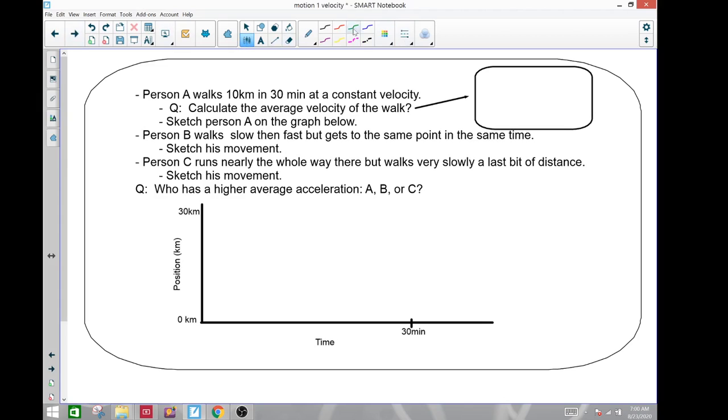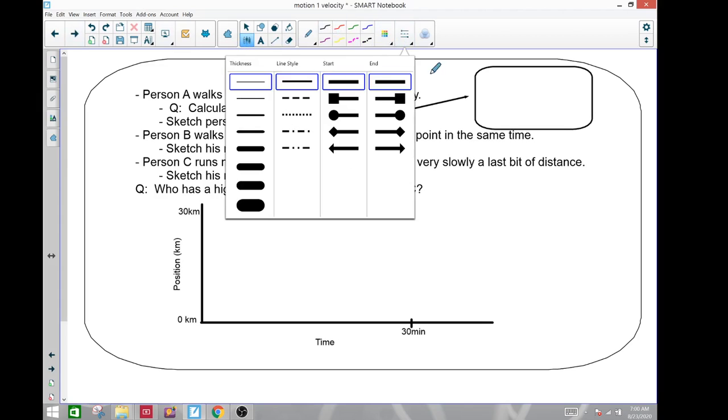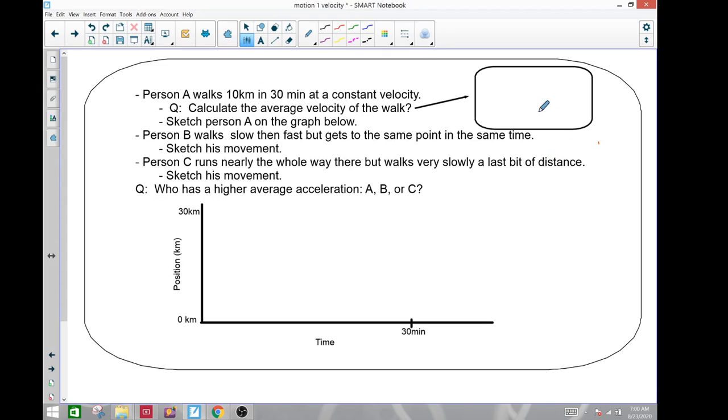All right. So it says 10 kilometers in 30 minutes at a constant velocity. Calculate your average velocity. Well, think about this. You're doing a constant velocity, so there's no acceleration, or acceleration equals 0. So our line is going to be flat. Okay, no change in slope. Average, so change in distance divided by change in time.